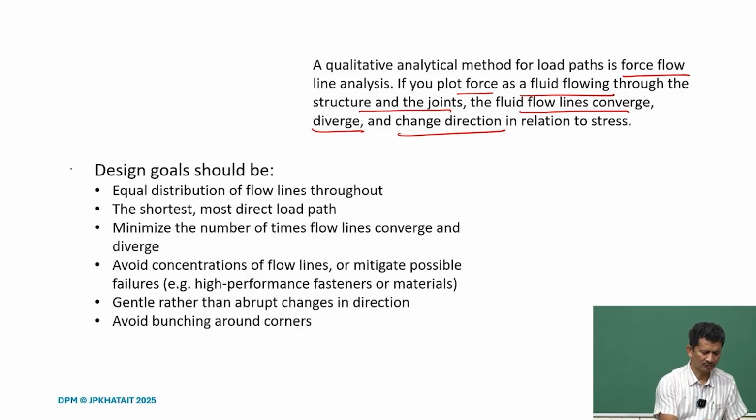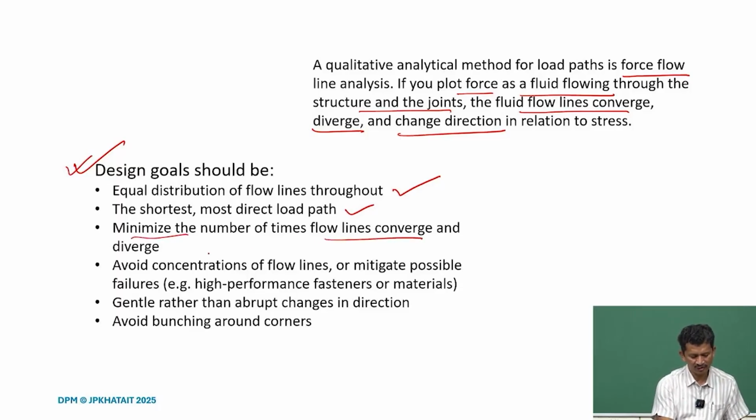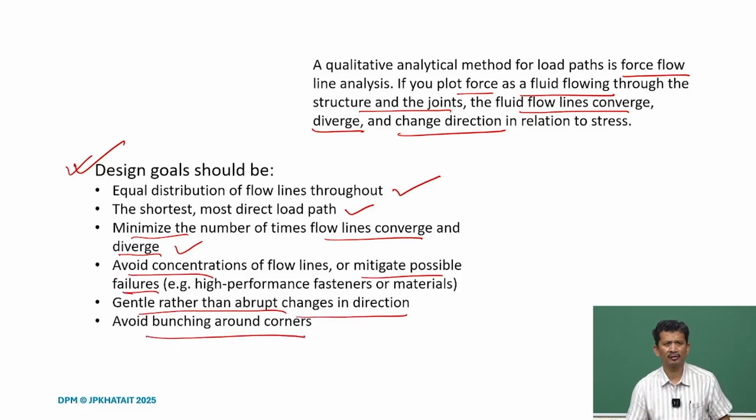So, there should be some design goals: equal distribution of flow lines throughout, the shortest and the most direct load path, minimize the number of times flow lines converge and diverge, avoid concentration of flow lines or mitigate possible failures, gentle rather than abrupt changes in direction, and again avoid bunching around corners. So, similar philosophy, and I think we can easily relate to the stresses.